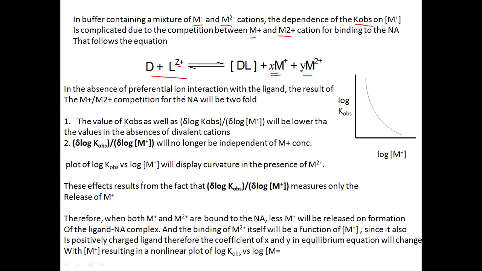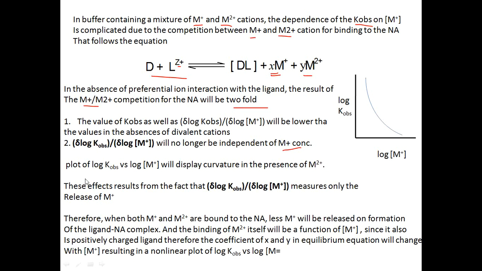In the absence of preferential ion interaction, the result of M monopositive by dipositive cation competition will be twofold. That is, the value of K absorb as well as log K absorb by log M will be lower than the values in the absence of divalent cations. That is, log K absorb by log M will no longer be dependent on M plus concentration.